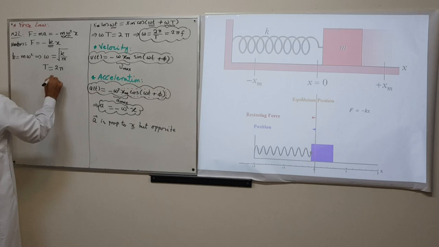Like we did in the previous problem, we first find the equation for v and then substitute at t equal to 0. The equation for v, you take the derivative of this equation: v is equal to minus omega x_m sine of (omega t plus phi). Remember that we call this the maximum speed, so you can say that v is equal to minus v_max sine of (omega t plus phi). So v at zero is minus v_max sine of phi, and therefore phi is sine inverse of minus v_0 over v_max.